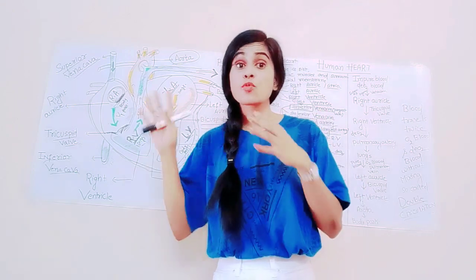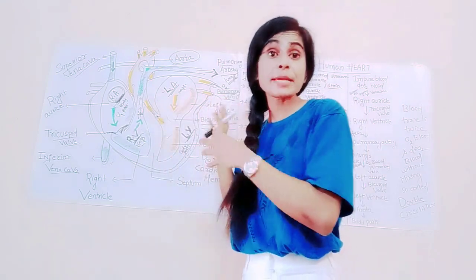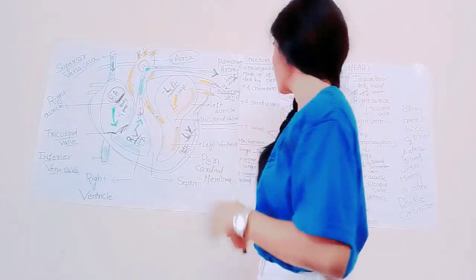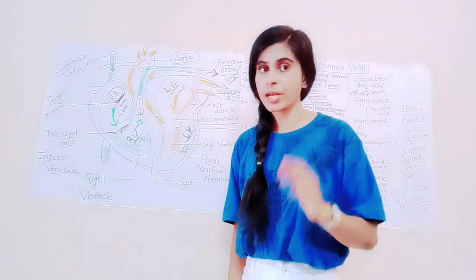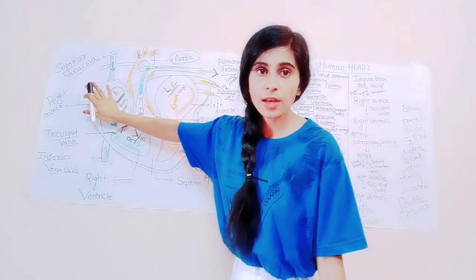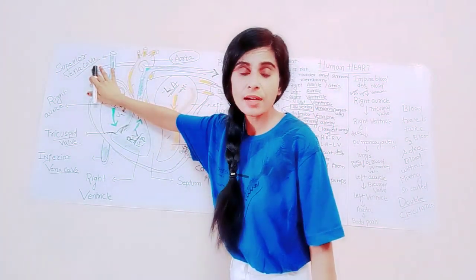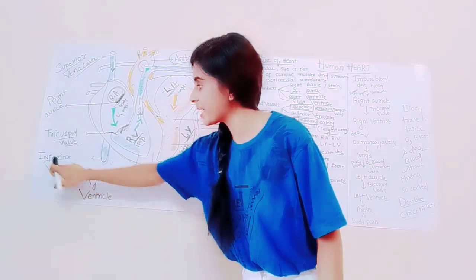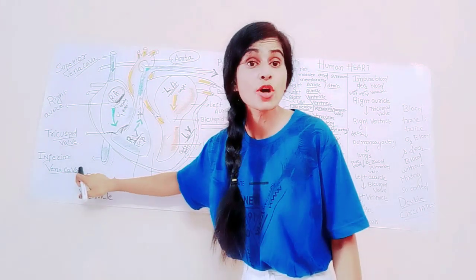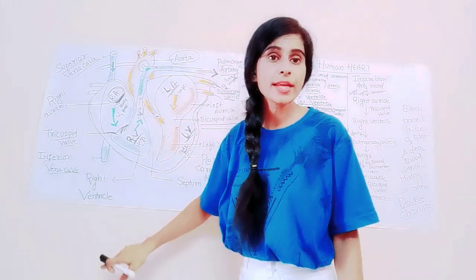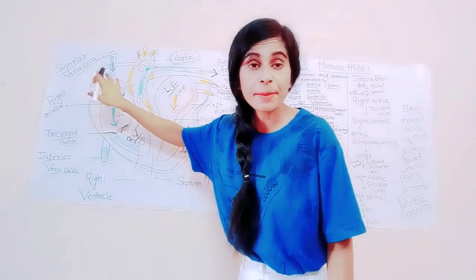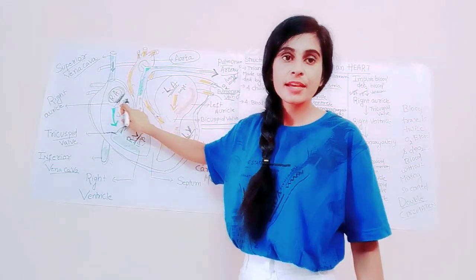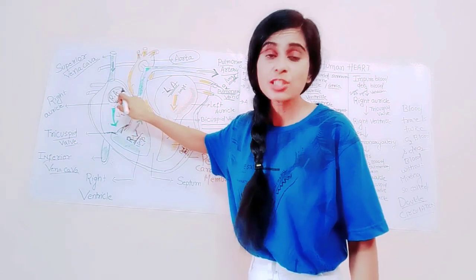This is the mechanism taking place inside the heart, how the heart pumps the blood. Once again, I would like to repeat to make you clear. First of all, superior vena cava brings impure blood from the upper part of the body. Inferior vena cava brings the impure blood from the lower part of our body. And both of the impure bloods will enter into the right auricle. Where will it come? To the right auricle.